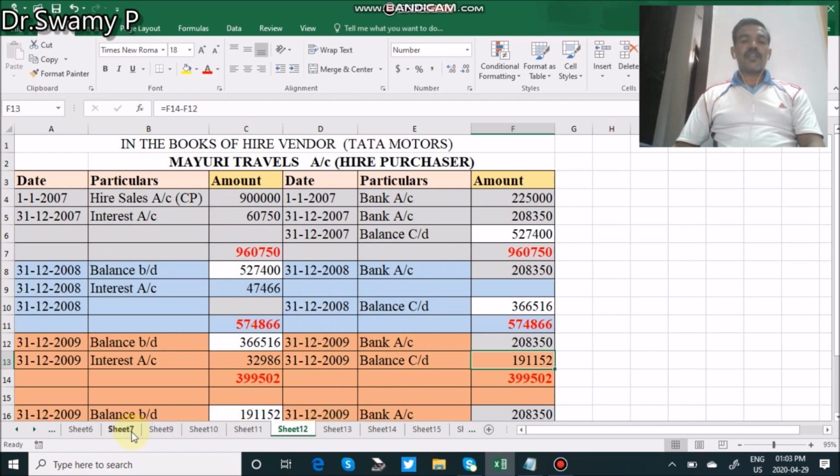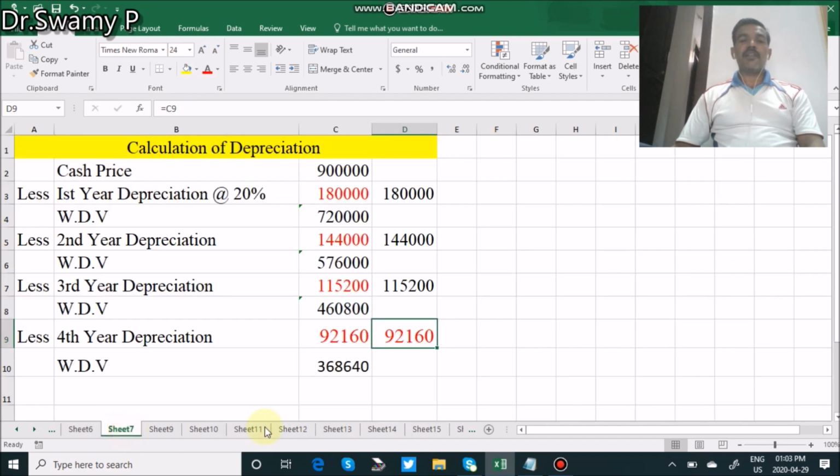This is how ledger accounts and journal entries are prepared in the books of the hire purchaser and hire vendor by preparing the Excel sheet.